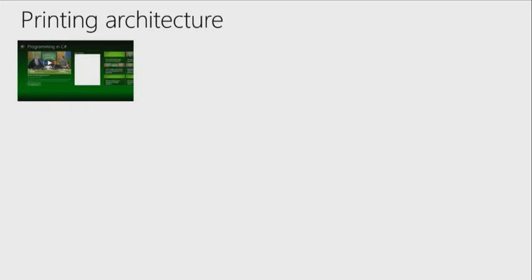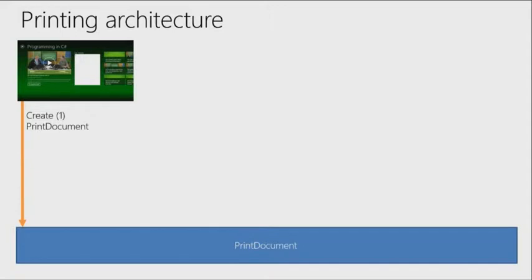So if we move on to this next slide, here is a schematic that shows you the overall printing architecture. What we have up here is an image of our detail page, which is the area of the application that does printing. When we start setting up our printing architecture, the first thing we're going to create is a print document. This is the container for all the elements that are actually going to be printed. And so we create an instance of that.